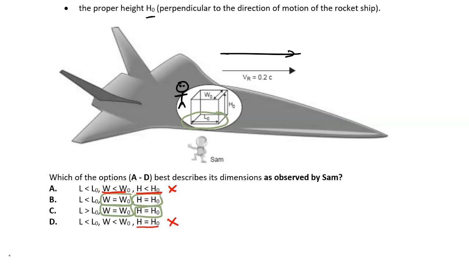Now we basically need to know, is Sam going to notice a shortened or an increased length? Well, pro tip, you're never going to have a situation where someone is going to notice an increased length. The proper length is the largest possible length. So that means Sam is going to measure something that is a shortened length compared to the proper length. So that needs to be the answer B. Don't accidentally do the answer A because we've already ruled it out due to the width and the height respectively.